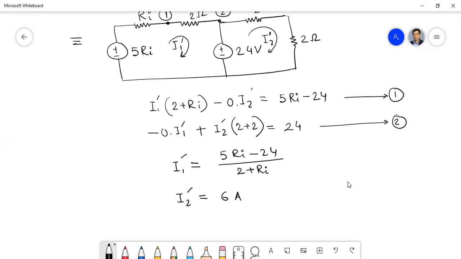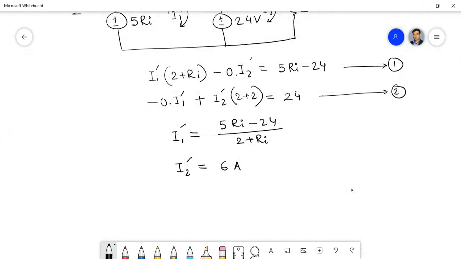Sir, we considered Ri. We are considering another resistance Ri. Correct. So that means that is not the original circuit at all. In the original circuit, there was no Ri. Okay. Now, how we can approach this I1 prime and I2 prime to I1 and I2? So what we can write? How we can relate I1 and I1 prime?